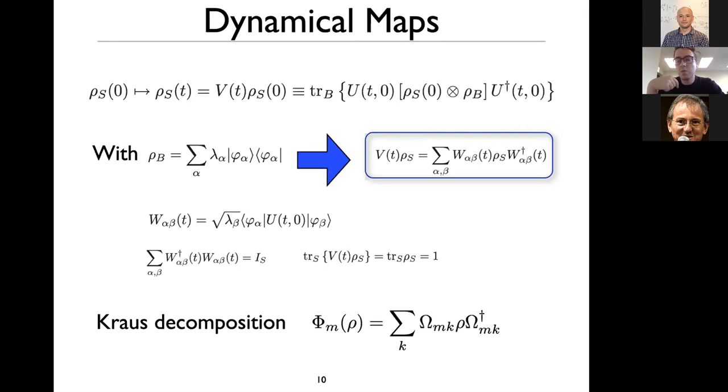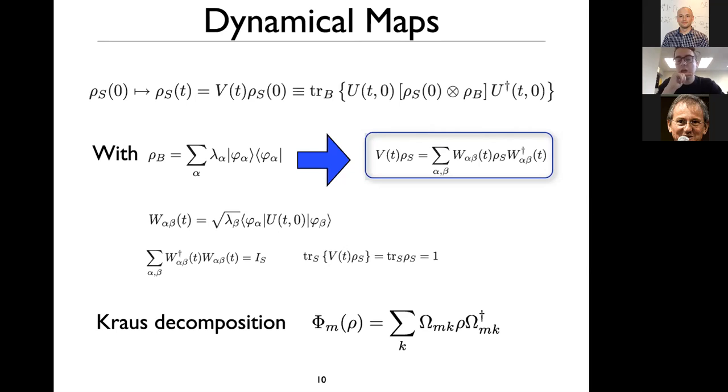If a quantum channel admits a Kraus decomposition, then you can write it as this linear sum involving these operators, which I called omega mk. These omega are operators acting on whatever system this rho is describing, and the sum of omega dagger omega is equal to the identity. I haven't actually written that here.